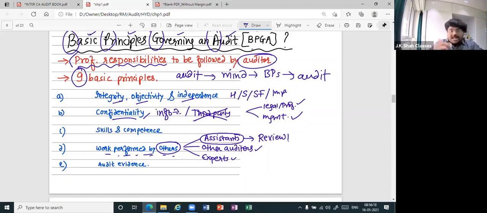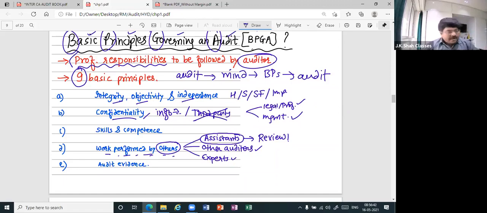Example, valuer. There can be a lawyer. For a simple example, say there is a case against the company, and I want to know the outcome of the case. Basically, whether the company will win or lose. If the company will lose, then we will make a provision for the loss. Something like that. So I can use the help of a lawyer. Then that lawyer becomes an expert.